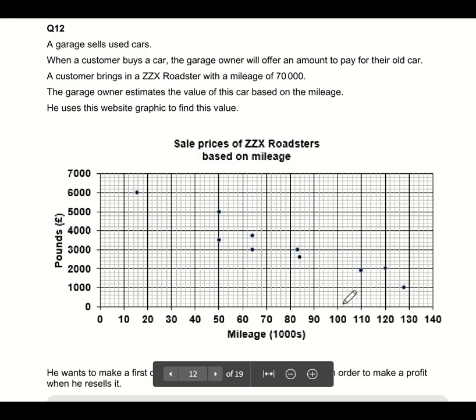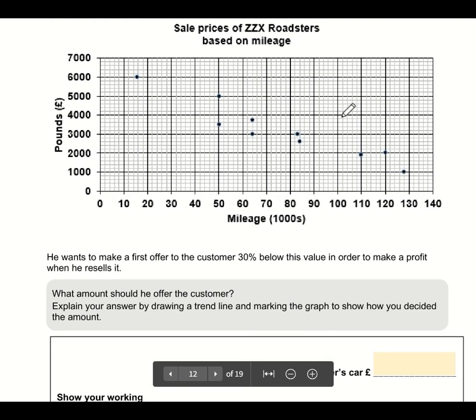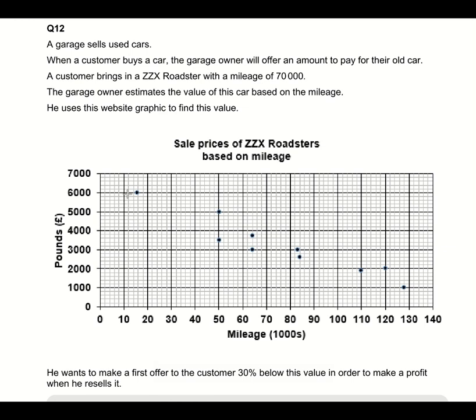Okay, for question number 12, what we need to do first of all is draw in a line of best fit. Draw in our trend line. Does it mention drawing a trend line? It does say draw a trend line, a line of best fit. So let's get a line ready. What we're trying to do is draw a line that cuts through all these data points like so, trying to keep an equal number above or below.